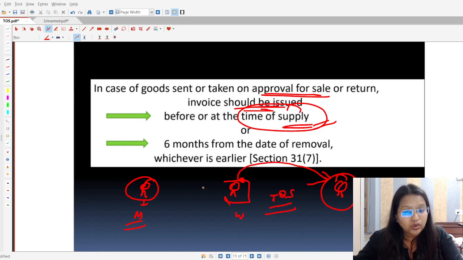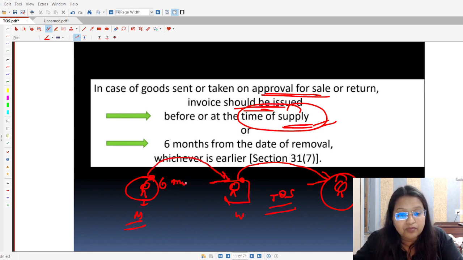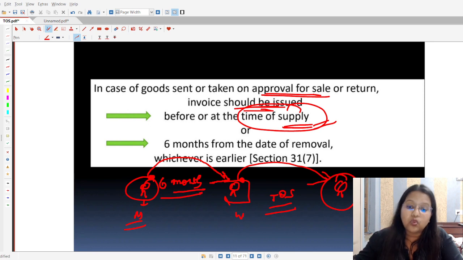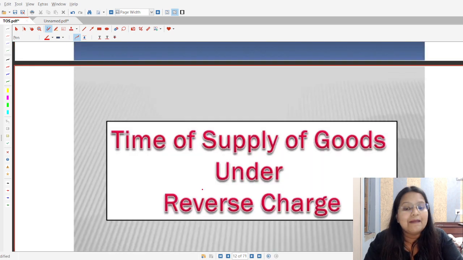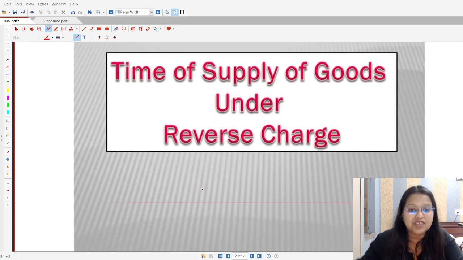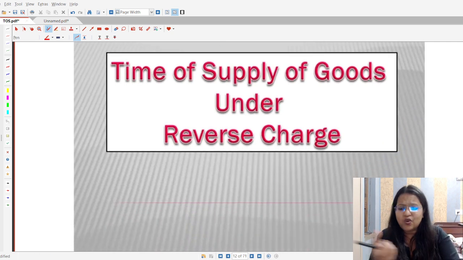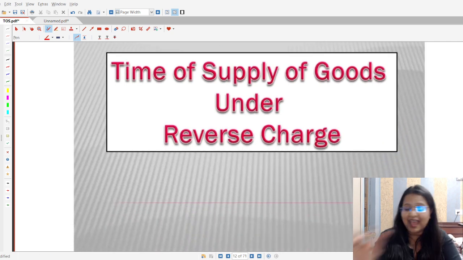Second is, now they are saying from the date of removal, that is from the date on which the manufacturer sent goods to the wholesaler. So within 6 months from that date, whichever is earlier. But it will be in the case when there is a chance of goods returned back to the manufacturer. Okay, next is the case of section 12 subsection number 3. This was the only section number 12 subsection number 2, it is over now.